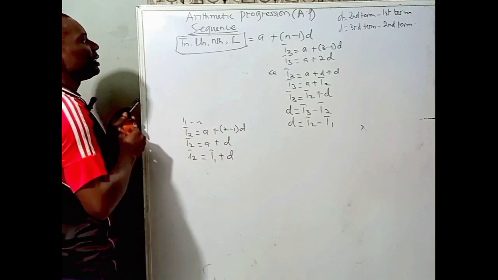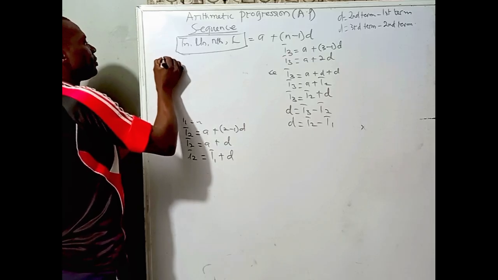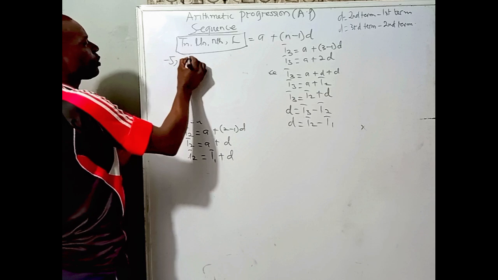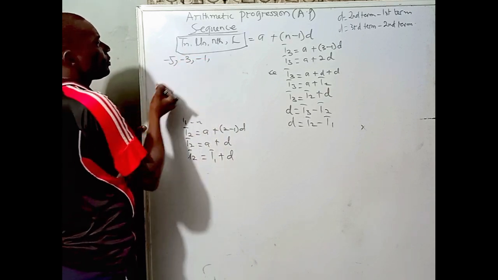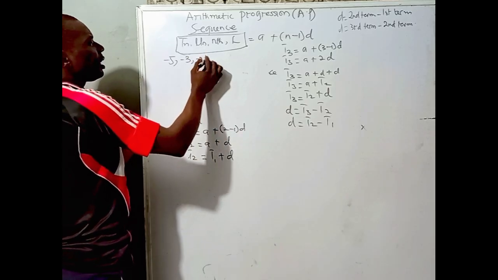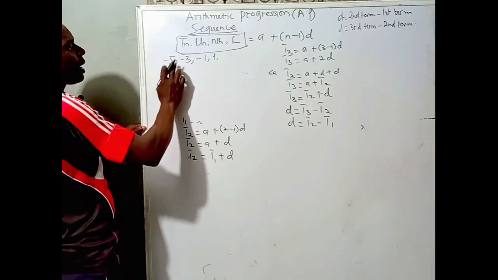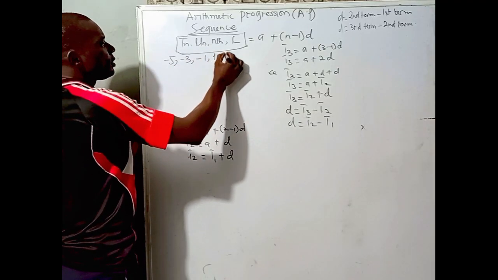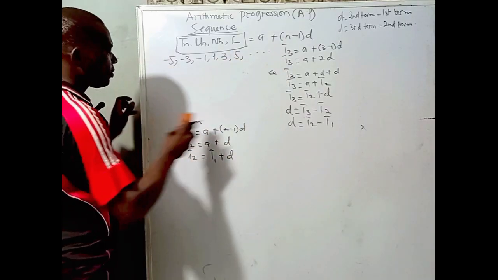Okay, imagine we have this sequence. Let's say minus 5. We keep on adding 2 to it. The next one will give us minus 3. Add 2 to this, gives minus 1. We add 2 to this, that gives 1. We're adding 2. We add 2 to this, that gives 3. To this gives 5. Continue like that, in this manner.